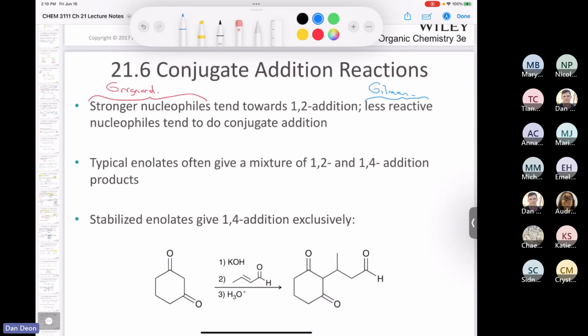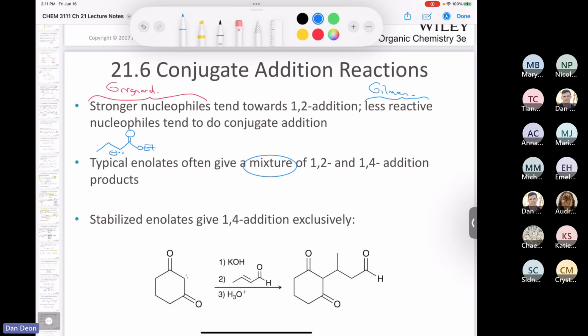And it says here, if you make a typical enolate, let's just pick something really straightforward like this maybe. If you had this kind of enolate, that is going to give you a mixture of 1,2 and 1,4 addition product. So that's not really helpful. Mixtures are not a good thing in organic chemistry, right? We want to try to avoid that. But it turns out that if you have a stabilized enolate, that gives you 1,4 addition only.